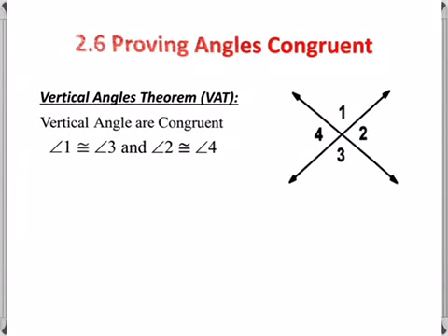Section 2.6, proving angles congruent. The first thing we come across is the vertical angle theorem, or VAT. This states that vertical angles are congruent. Well, this is something we already knew, but the reason we're putting this formally in words is now we're going to be using it in proofs. And this is a very important one. We use it a lot.